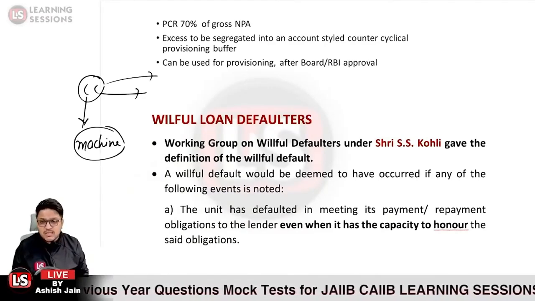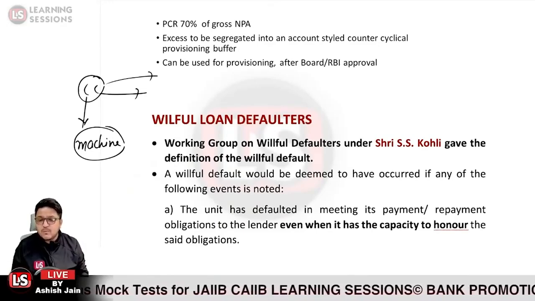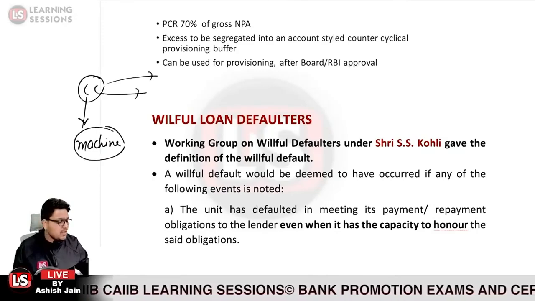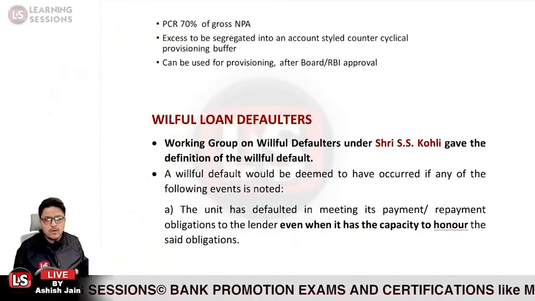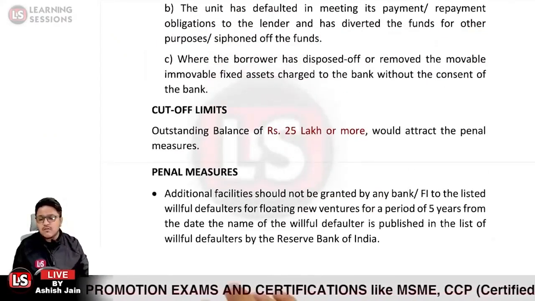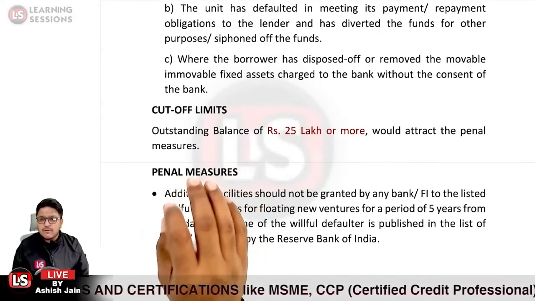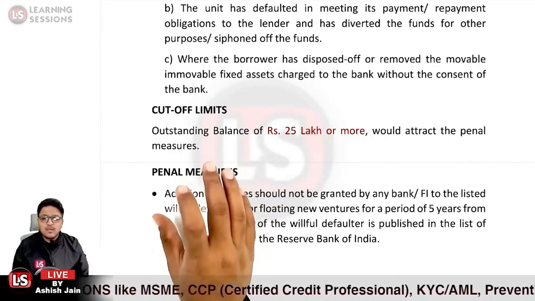And it may also be the case where the assets so financed have been disposed of without the consent of the bank. That will also amount to willful default. Now there is a cutoff limit related to willful default, where the outstanding balances are 25 lakh rupees or above. In that case, the penal measures would be applicable.